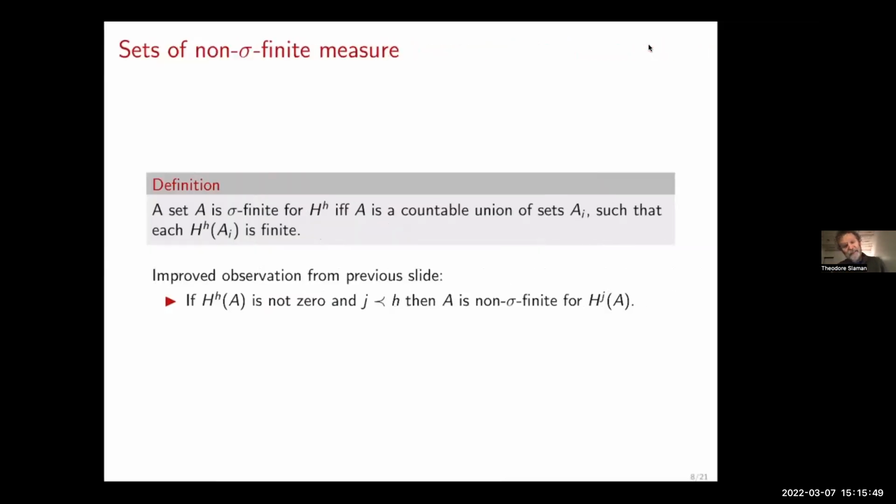Okay, so there's an improvement from the previous slide. If A has non-zero H measure and J is less than H, then A is not sigma finite for J measure. So a line segment has a non-zero linear measure, and it has non-sigma finite measure for anything that is less than linear.